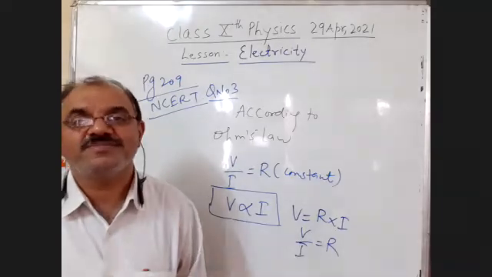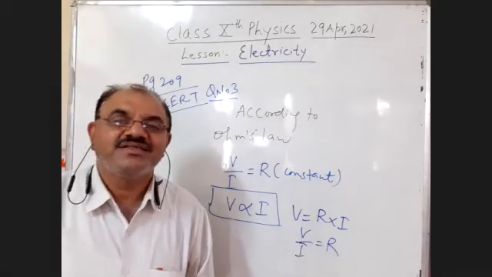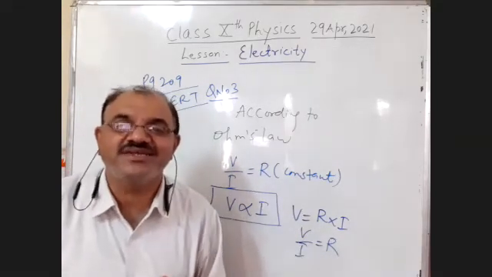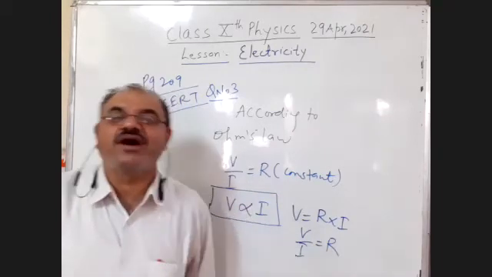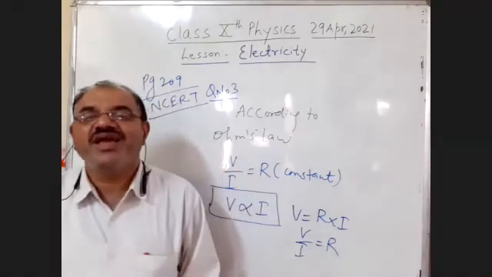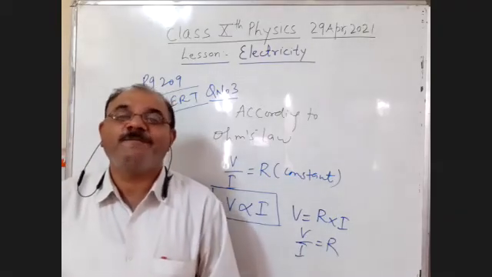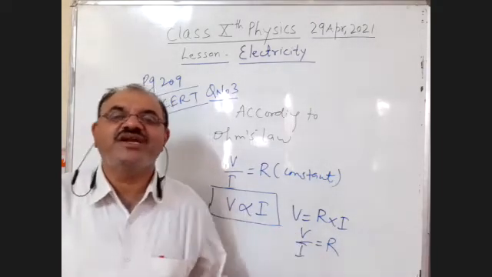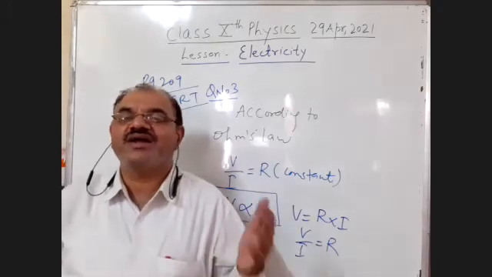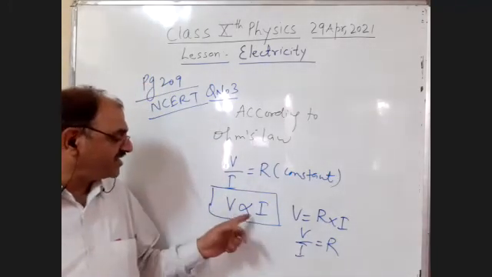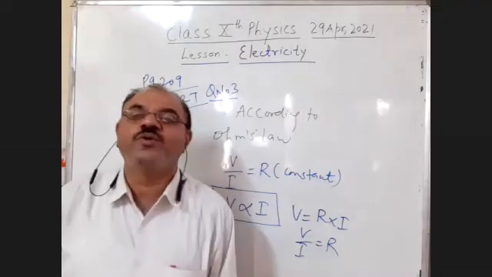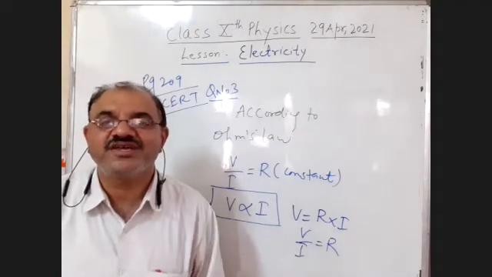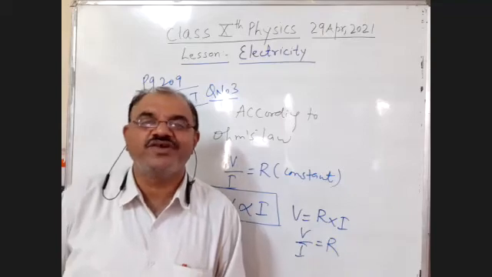Is it clear, students? The question was: if the resistance remains constant and the potential difference across the ends of the conductor decreases to half, what is the effect on the current? This was the statement of question number 3, and the answer is that if the potential difference decreases to half, definitely the current will also decrease to half, because both are in direct relationship. Potential difference is directly proportional to the current according to Ohm's law. So this will be the answer of your question number 3. Is it clear, students? Now we'll continue with question number 4 of your NCERT.